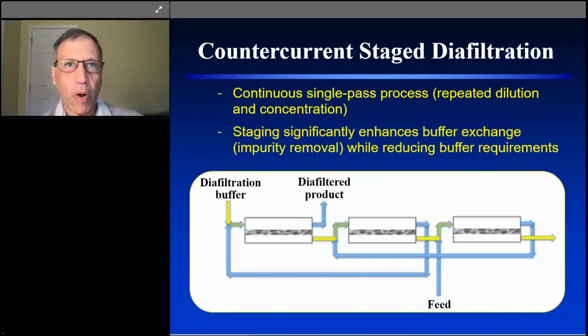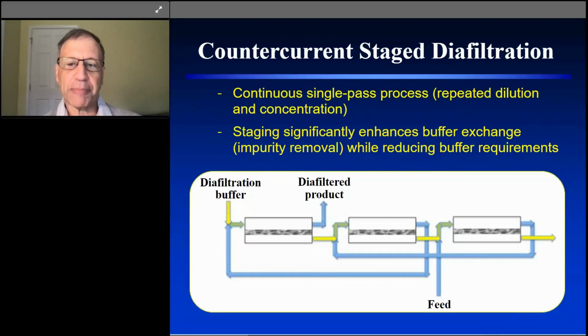So instead, what we have decided to do is to look at a countercurrent stage diafiltration process that accomplishes the same thing. That is, we do our diafiltration continuously in a single pass through the membrane unit, but it functions in a practical way with relatively low flow rates of buffer and relatively low requirements for the concentration step by taking advantage of countercurrent staging.